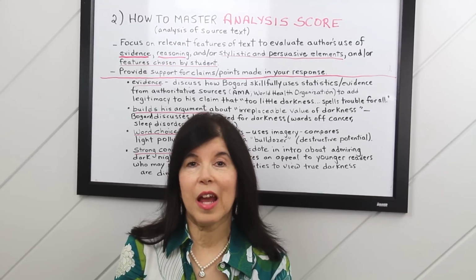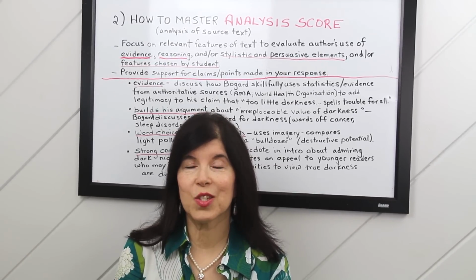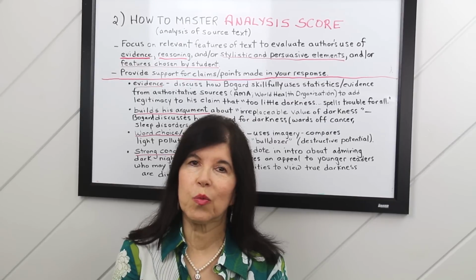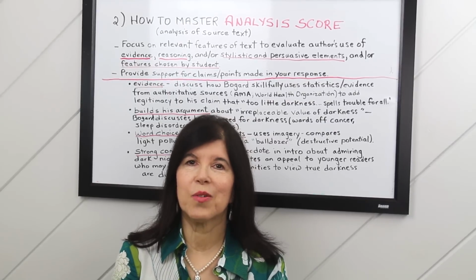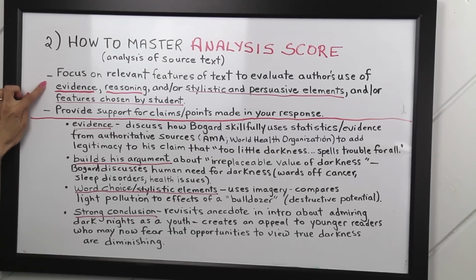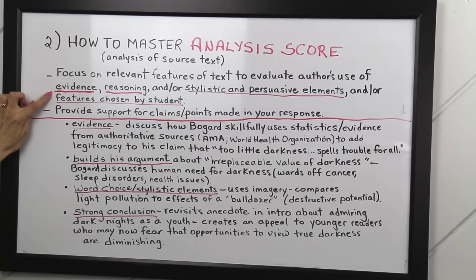Now let's look at how to aim for a 4 on your analysis score. Here's an area where you can really shine. Let me show you how. First, you need to focus on relevant features of the text to evaluate the author's use of evidence, reasoning, and/or stylistic and persuasive elements, and/or features chosen by you, the student. And of course, you have to provide support for your claims or points that you made in your response.